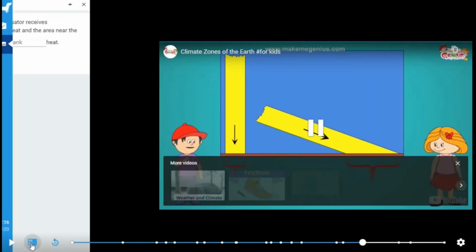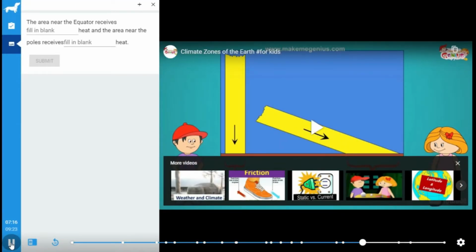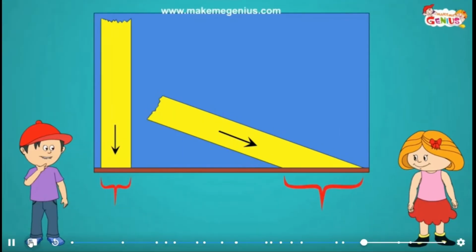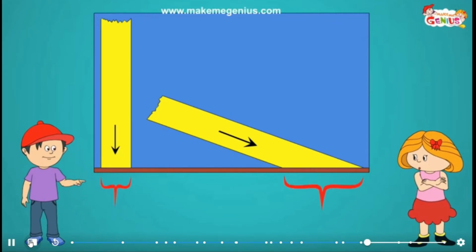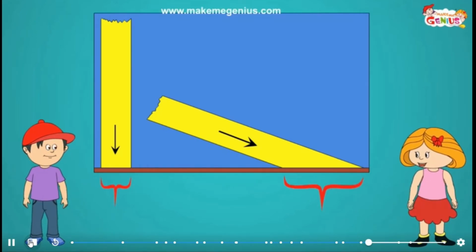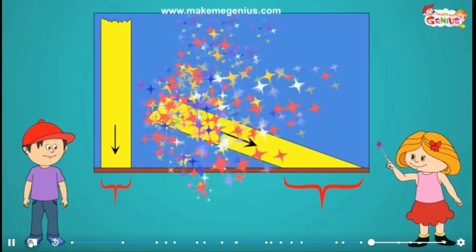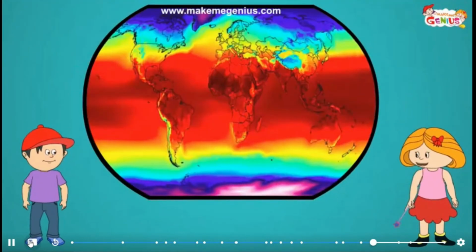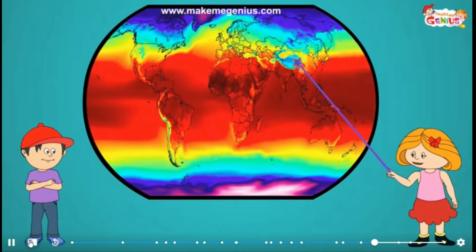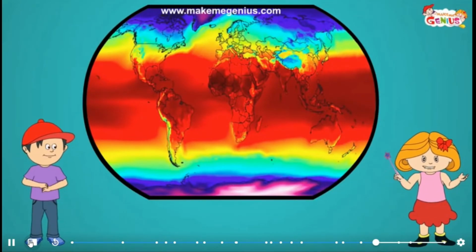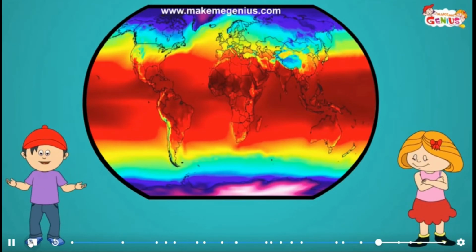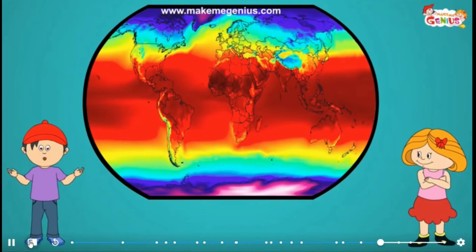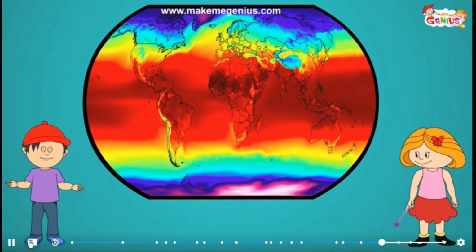Now I understand. Is there anything else that affects the climate of the area? For that, you need to answer a question. Look here. See that blue part? Why is the temperature here lesser than the surrounding areas? Oh, it is very strange. This area is near the equator, but still the temperature is very low.